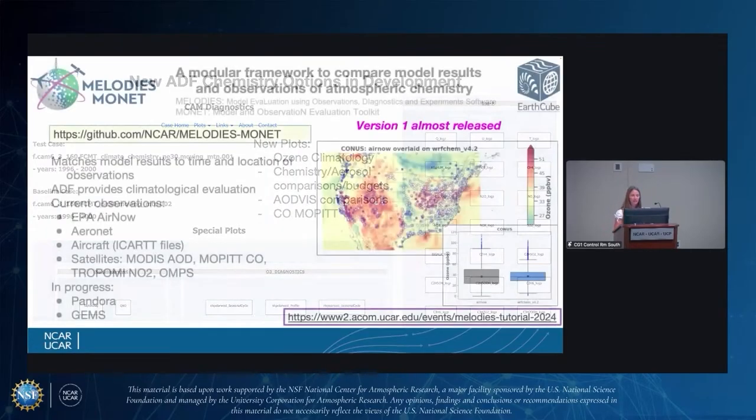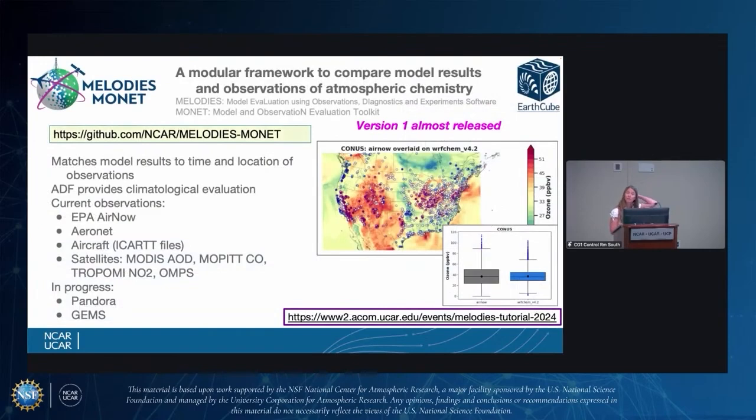And another comparison tool that has been developed, especially in the last year, is the Melodies-Monet framework, which is very nice for evaluation, especially of aircraft campaigns or observations like the ozonesondes shown here, and that really matches results nicely to specific observations, timing, and location. And Luisa will talk about that more in her talk.